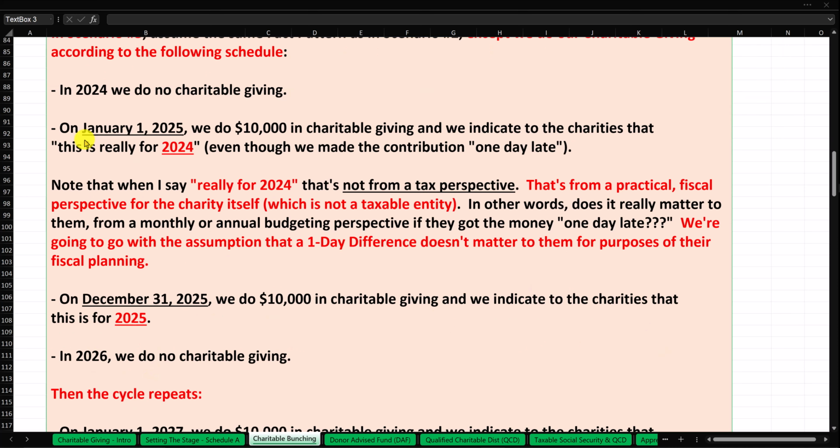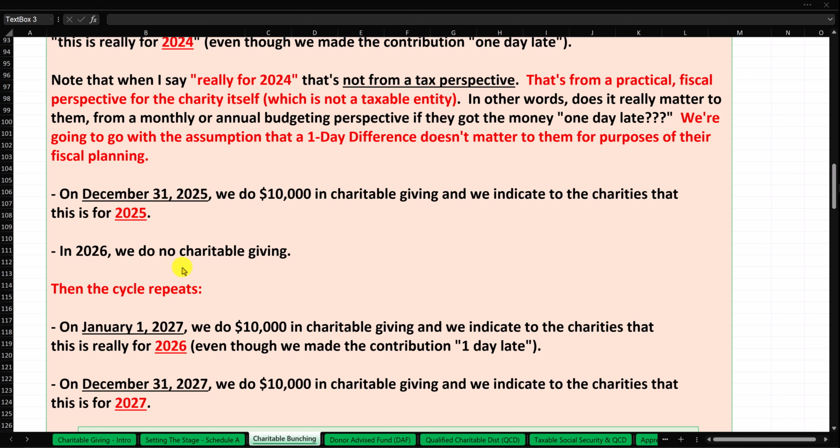All right, so quick recap. On January 1, 2025, we did $10,000 in charitable contributions, and now on December 31st, 2025, we're going to do another $10,000 in charitable giving, and we indicate to the charities that this one is for 2025. So far, you can see that we have done two in the same tax year. January 1 and December 31 are effectively a year apart, but technically they're in the same tax year, 2025. Okay, then in 2026, we do no charitable giving, and then the cycle repeats.